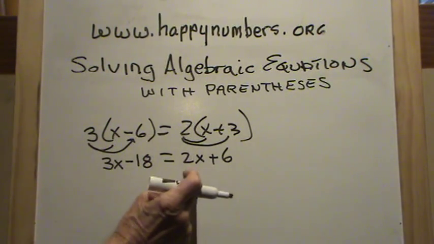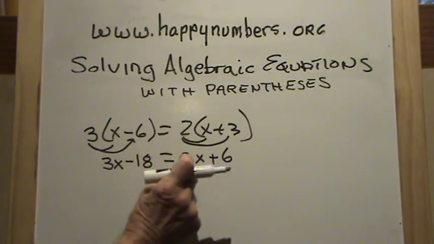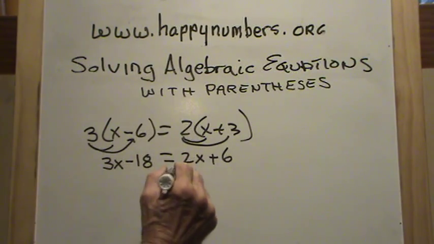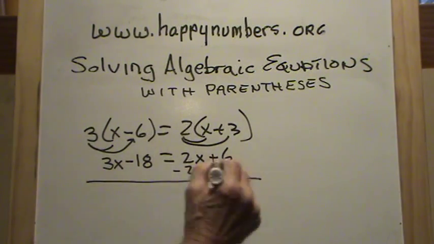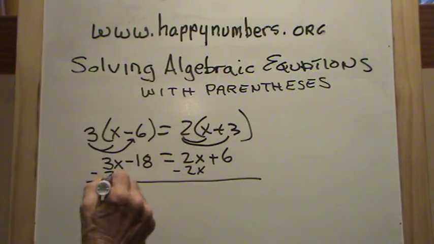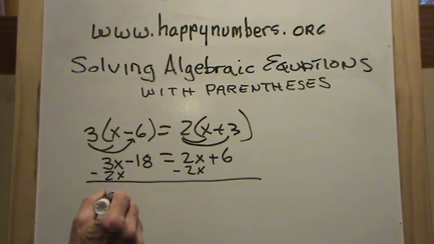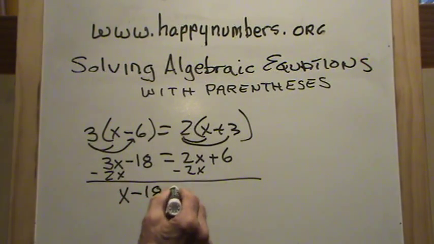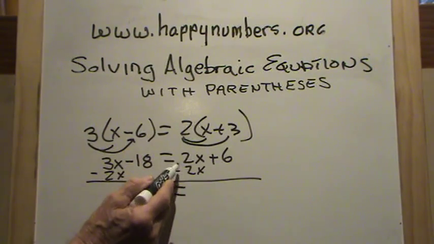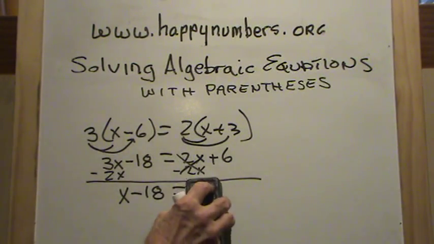Well, okay, we want to get all of the variables on one side and all the numbers on the other. Let's deal with this. We have a positive 2x, so we know we can use the inverse, a negative 2x. And if we do that here, we have to do negative 2x here. And if we combine these, 3x and a negative 2x gives us just x, 1x, minus 18 is equal to, well, if we combine the positive 2x and the negative 2x, that goes away, is equal to 6. My bad. 6, not 16.